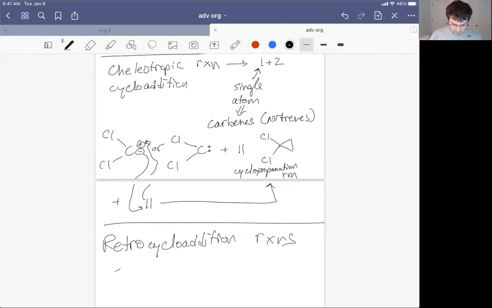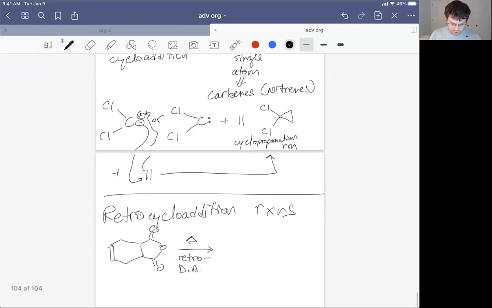So ignore the ring opening stuff from before because we're talking about cycloadditions, not electrocyclizations. So what does that mean? Well, what it means is I could take a structure like this, and we could heat, we really have to heat this up quite a bit. And this will undergo a retro, and I'm going to call this a DA reaction, a retro Diels-Alder.